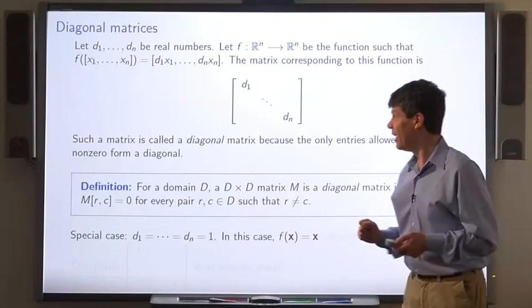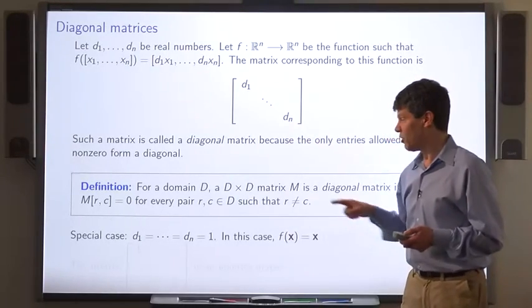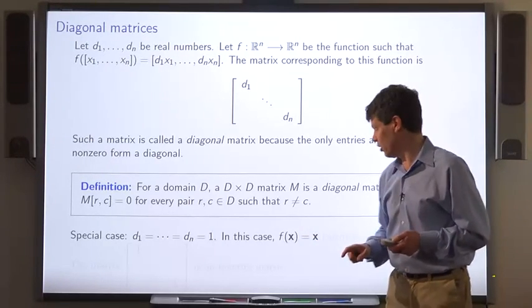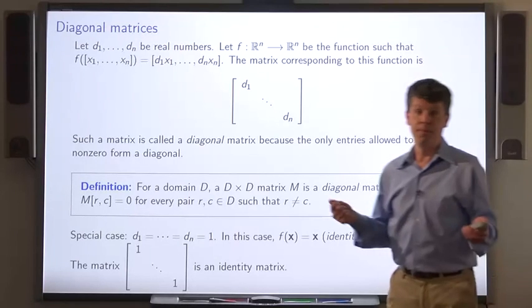Now, a special case is where all the diagonal elements are 1. In that case, the function is the identity function, and the matrix is the identity matrix.